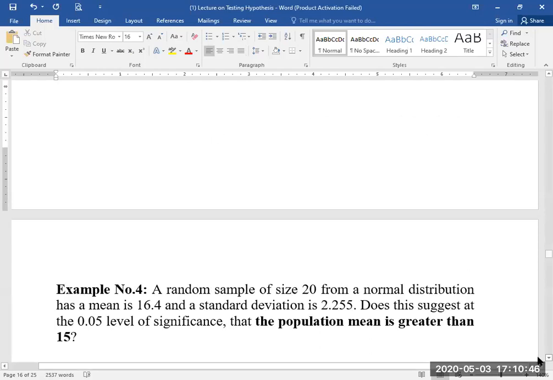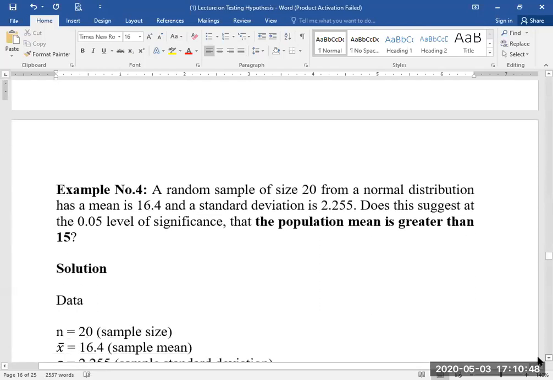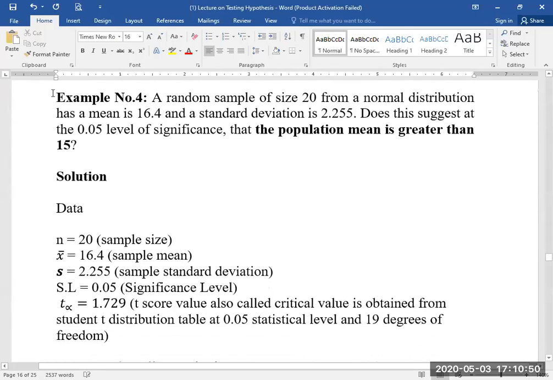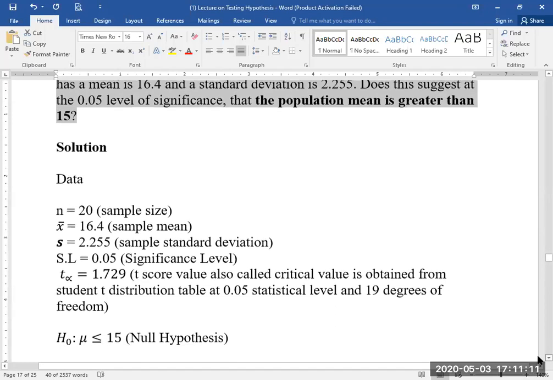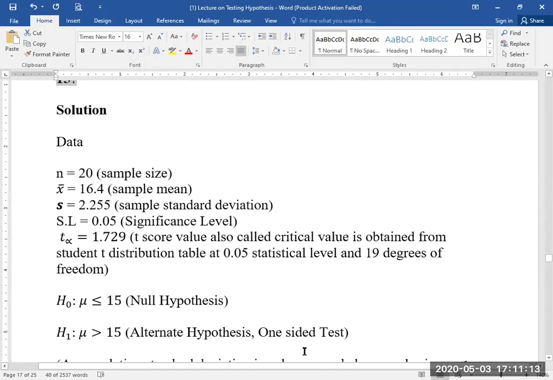Now, student, example number 4. A random sample of size 20 from the normal distribution has mean 16.4 and standard deviation 2.255. Does this suggest at 0.05 level of significance that the population mean is greater than 15? This is what we have been given: greater than, this means the alternate hypothesis is greater than 15.